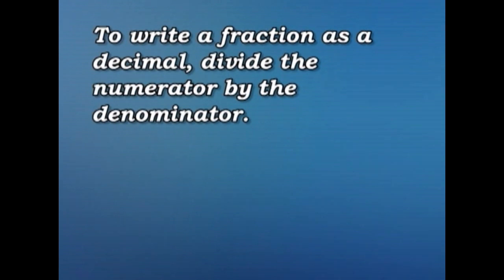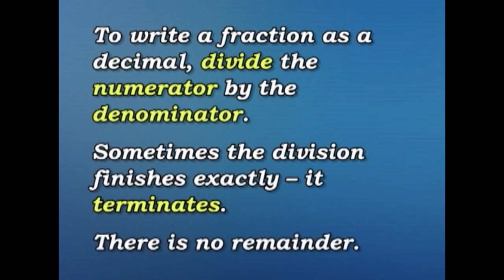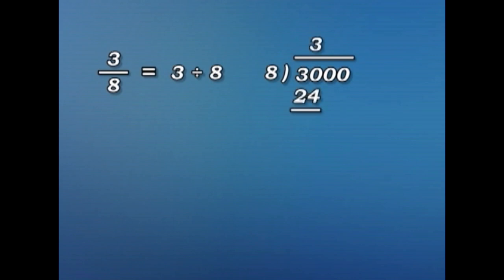To write a fraction as a decimal, we divide the numerator by the denominator, and sometimes the division finishes exactly. It terminates. There's no remainder. For example, 3/8, that's 3 over 8, becomes 3 divided by 8, and we do it like this.